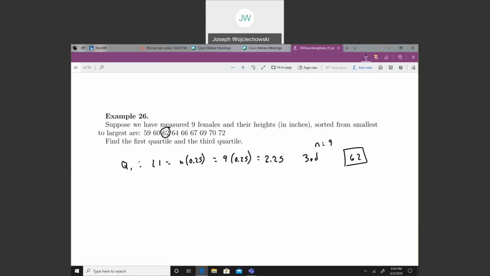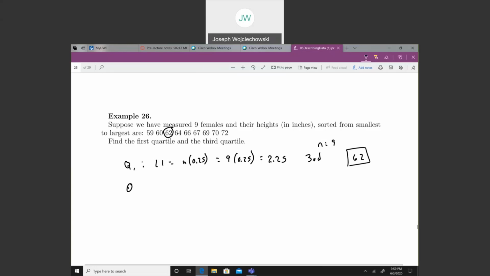Okay, to find Q3, L3 is equal to n times 0.75, which is 9 times 0.75, which is 6.75. So we would need the seventh data point: 3, 4, 5, 6, 7, which is 69. And that's it.